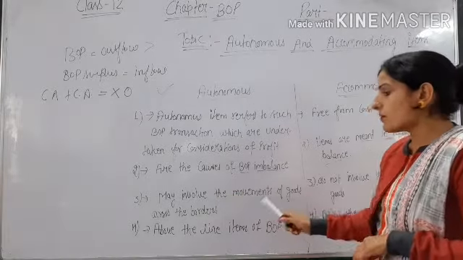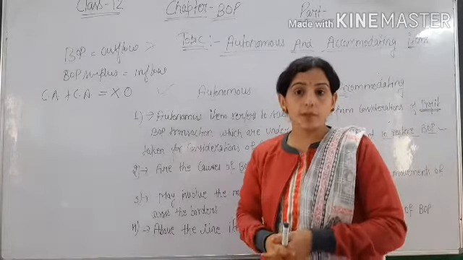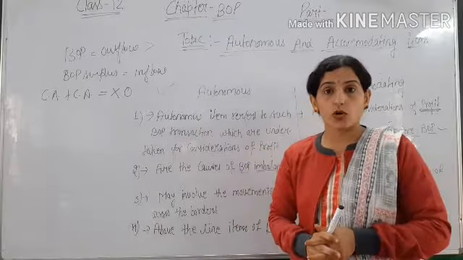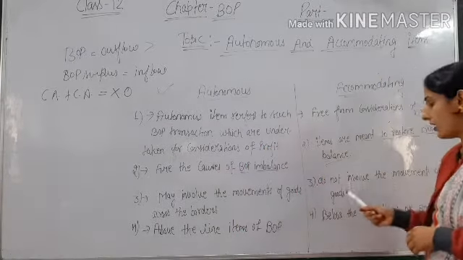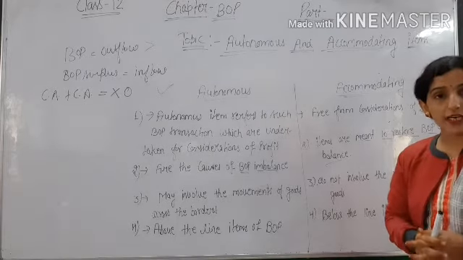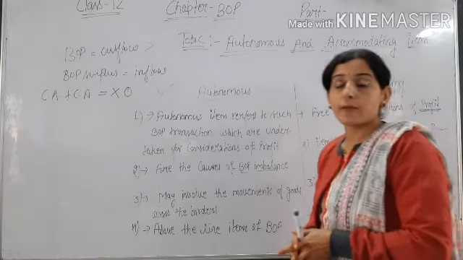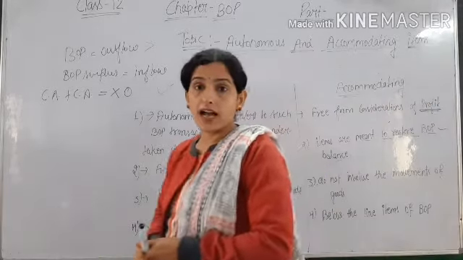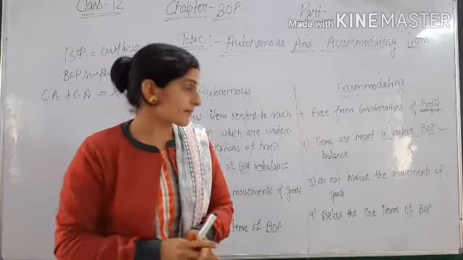Then autonomous items may involve the movement of goods across the border. It means the export and import of goods are included in this. But in accommodating items, movement of goods is not included. It means export and import of goods, export and import of capital goods and consumer goods are not included in this. Okay.